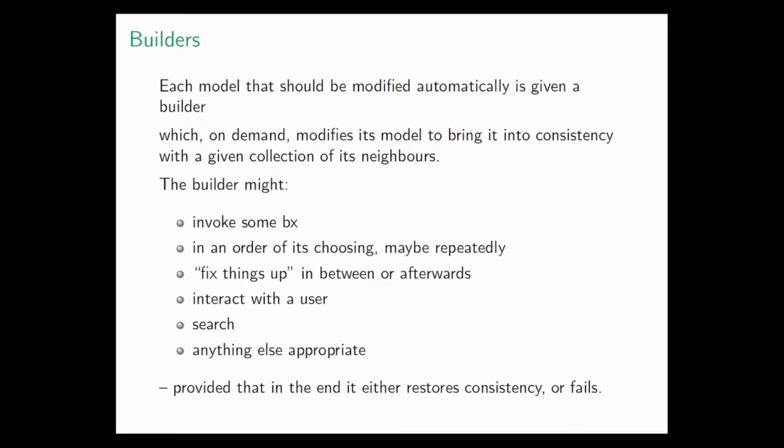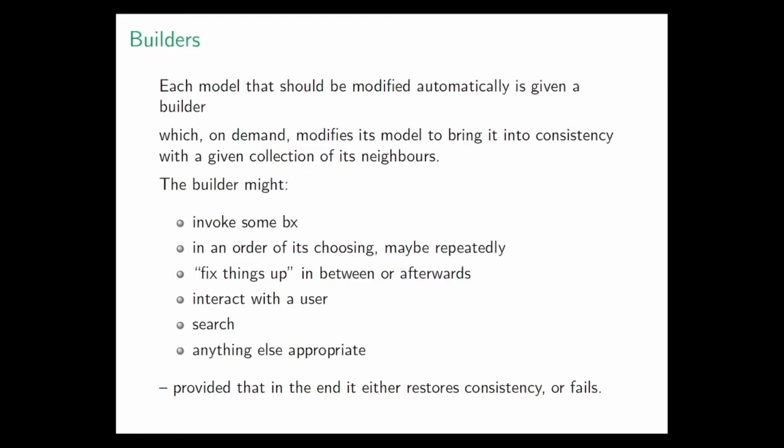For each such model, we give it a builder, an agent, whose job is to be able to modify the model it's controlling in such a way as to bring it into consistency with perhaps all of its neighbours or a given collection of its neighbours. Okay? And it should be able to do it in some sensible way, which might involve invoking some bidirectional transformations that form edges of the network, choosing the right order in which to apply those bidirectional transformations, but also more intelligent things. Perhaps the builder might also be allowed to do small edits in between applications of different bidirectional transformations that set things up to allow the bidirectional transformations to do the real work. Or indeed the builder might just do the work of restoring consistency itself.